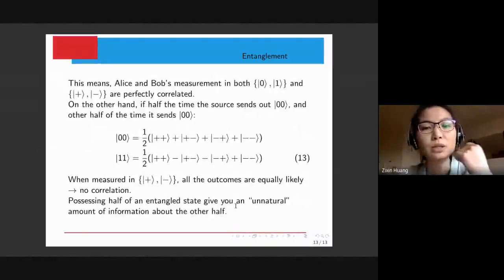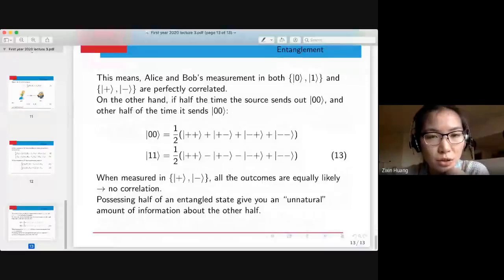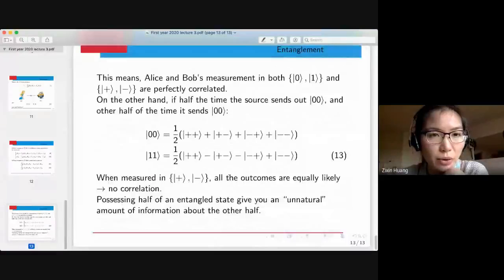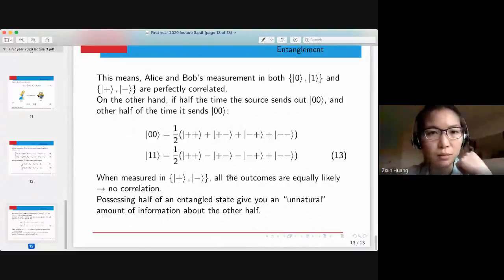Okay, actually, that was what I was hoping to talk about. However, we have a bit of time, so I want to talk about another quantum key distribution protocol based on entanglement.